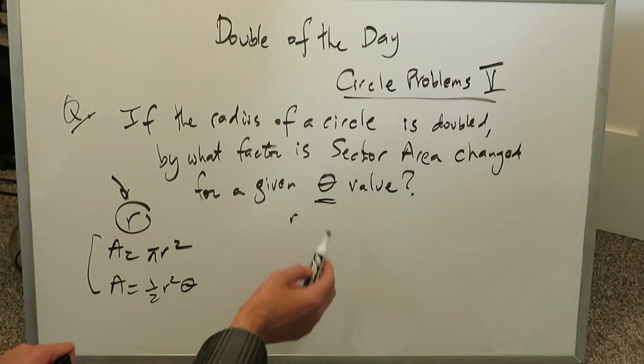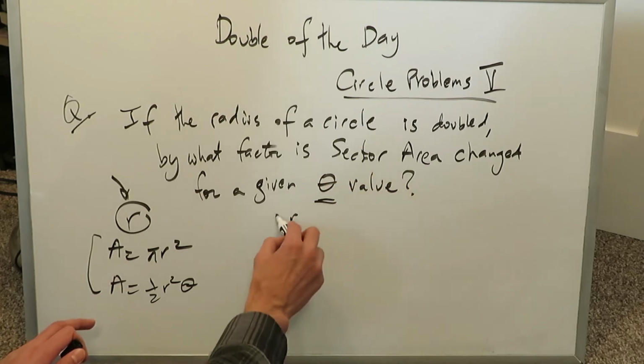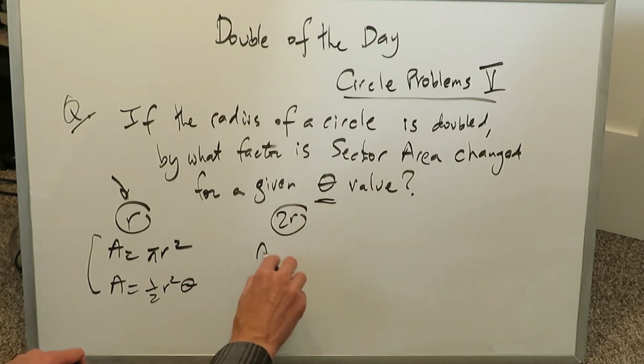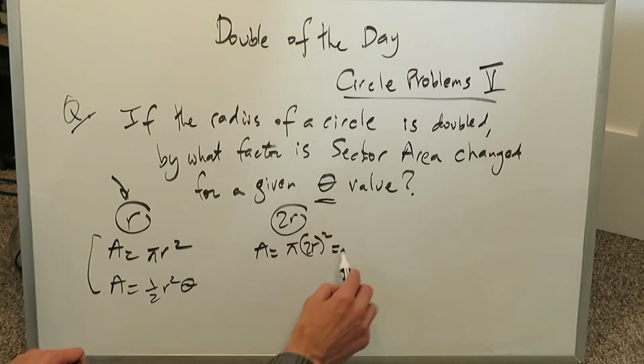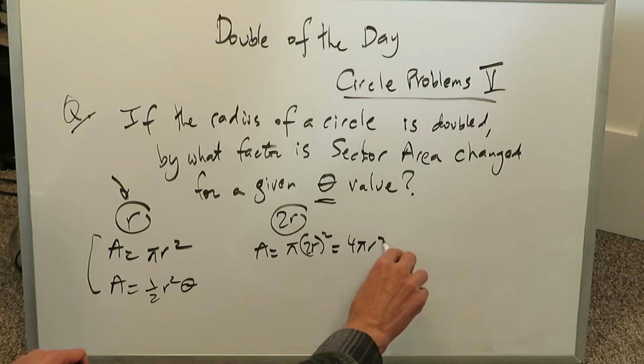For the new radius, the radius is doubled, so now it becomes 2r. What does the area become? Well, you're going to put 2r in place of the radius, and you're going to square that because it's always pi r squared. You get 4 pi r squared.